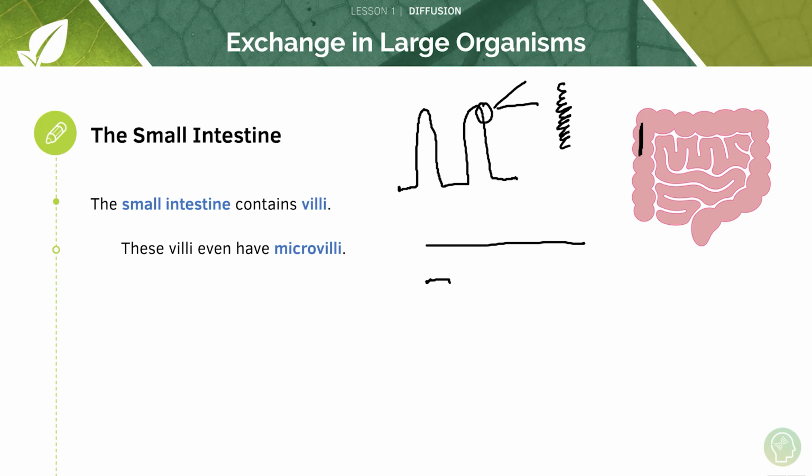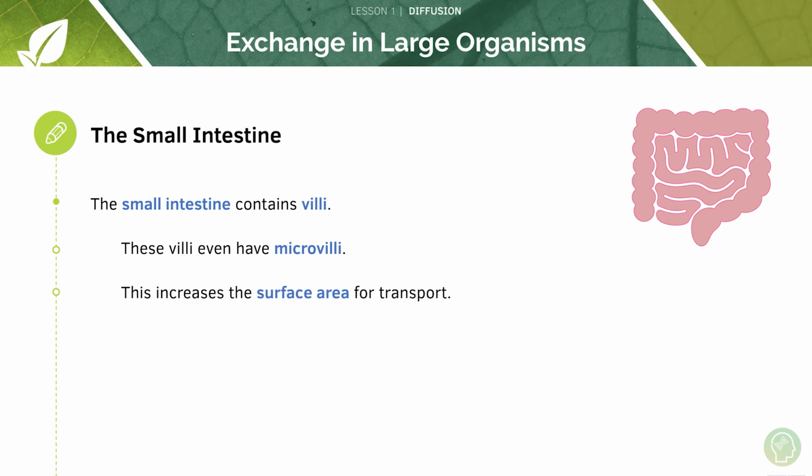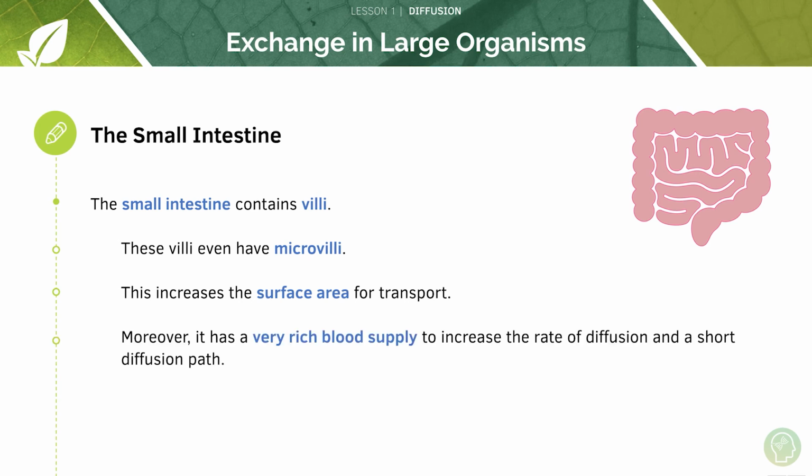Why do we have something that resembles this? It seems a bit funky, doesn't it? Well, it's all because we want to make our exchange more efficient. So the villi have microvilli. This increases the surface area for transport because, remember, more molecules can now fit on the surface of the small intestine and therefore allow for more efficient absorption.